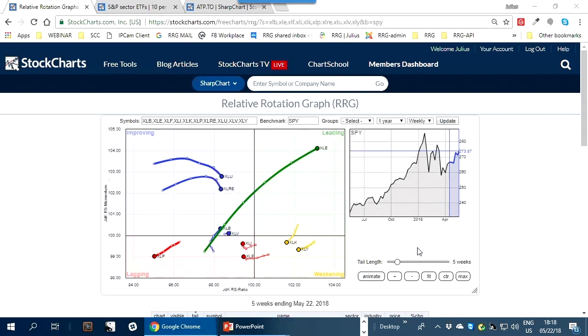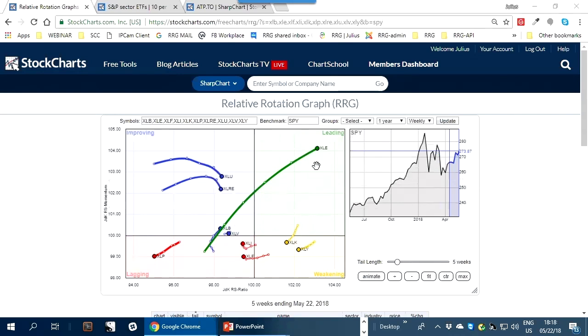To make very, very sure, this is all based on relative strength. So it is very well possible that sectors or stocks move into the leading quadrant. Why they are there, I'll get to that a little bit later on, while they are going down. So be aware of the fact that this looks at relative performance against, in this case, the S&P 500.